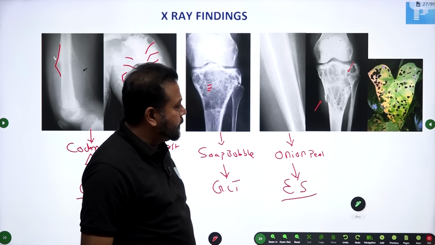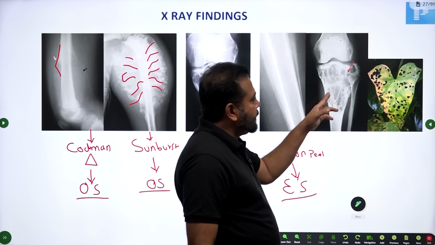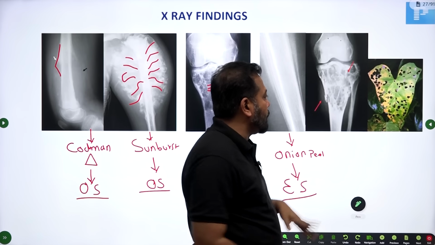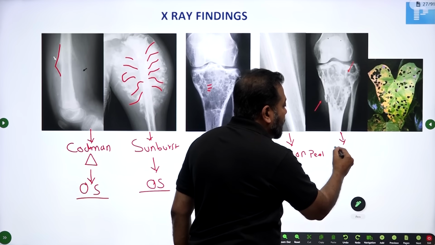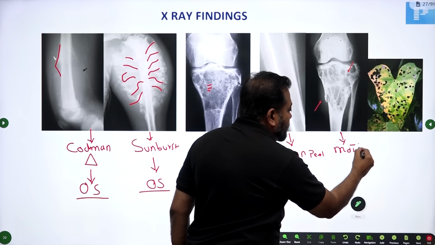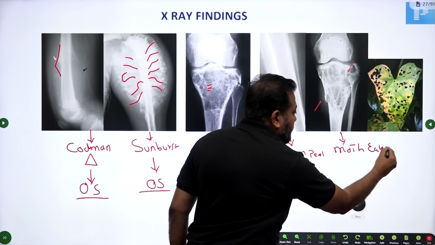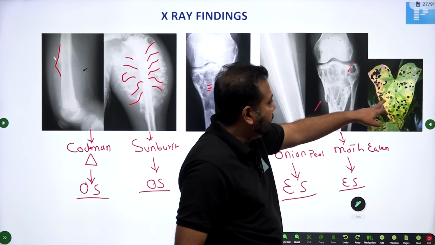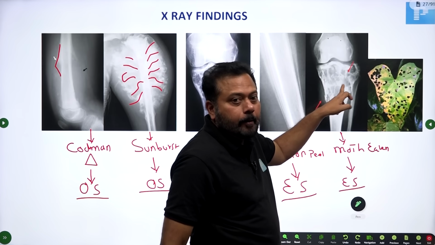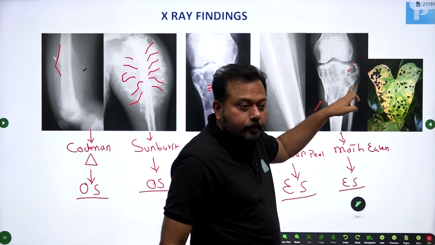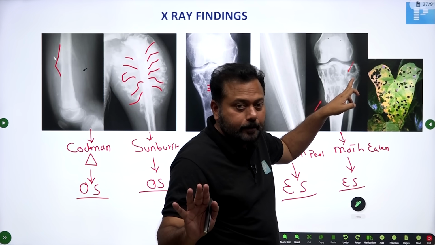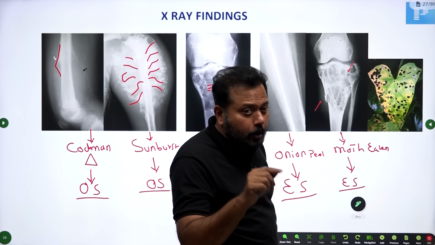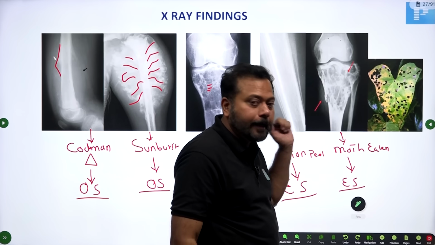The next slide, when you see, this looks as if this is an unasked question. So far in any of the Indian entrants they had not asked. This is the classical moth-eaten appearance. Moth-eaten appearance classically happens in Ewing's sarcoma, like a moth had eaten the leaf. Moth-eaten appearance of the bone, when they ask a question, the choice Ewing sarcoma is there. That is the right answer.